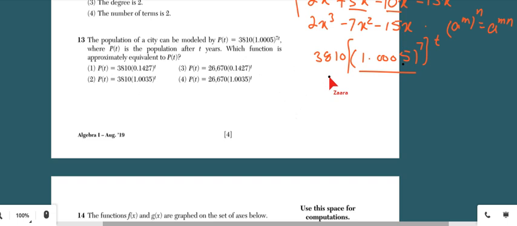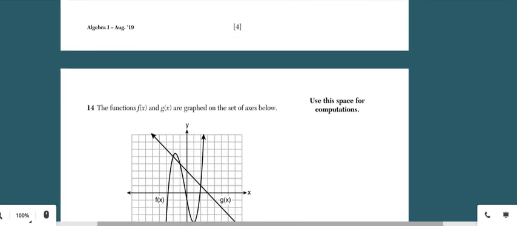1.0005, I think 3 zeros, right? Yeah. 1.0005 raised to the power of 7. When I calculate it, it is giving us 1.0035, up to 4 decimal places. So option 4 is the correct one, because we will have t above and the rest of the things will remain the same. We are getting this type of question in every paper now.